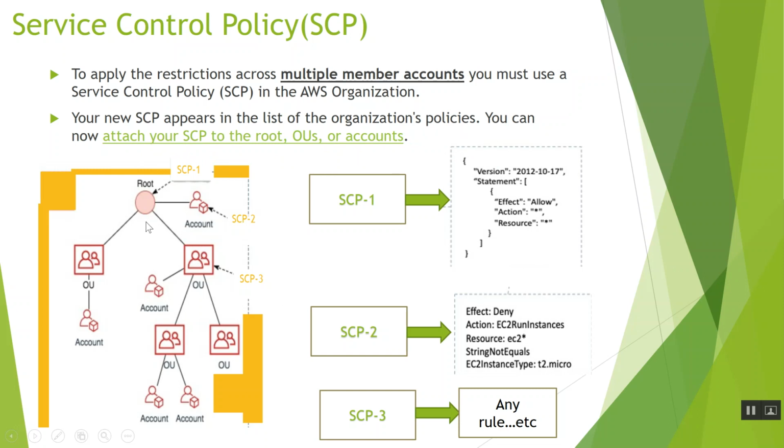For example, this is just an example which I took. The root user, and assume that you have multiple organizational units, and each unit again has different accounts. You can apply different service control policies at the different levels. You can also attach at the root level, but when you attach at the root level, it applies to all of them, and you need to make sure that it's very clear. So you can have different service control policies at each root user, account level, or organizational unit. If you attach to the organizational unit level, then it applies to all of the accounts under it. Okay, this is very important.